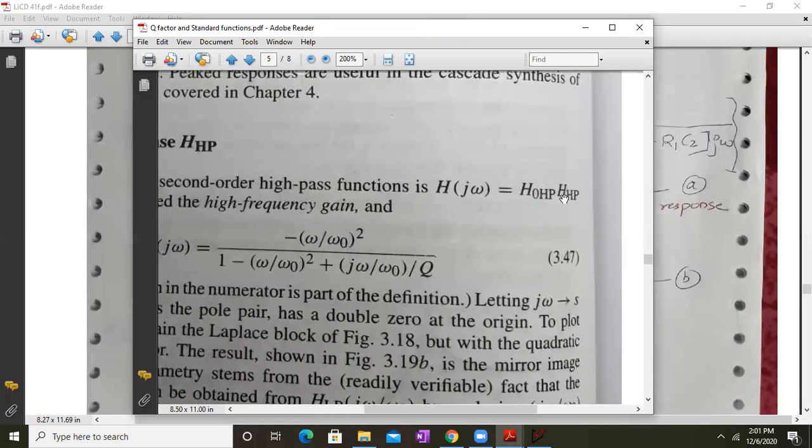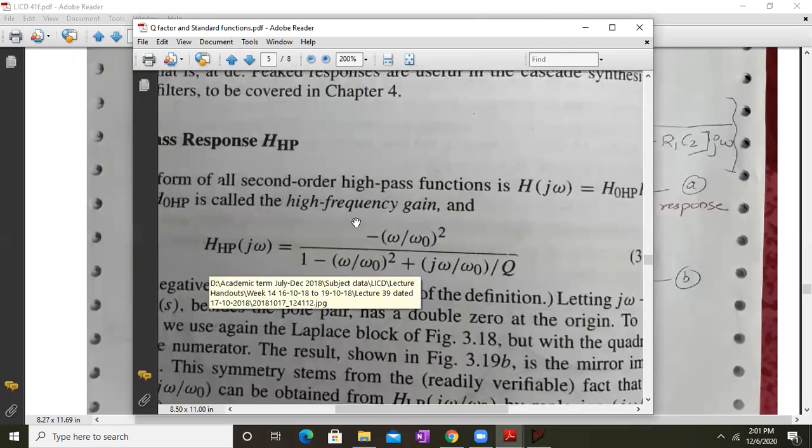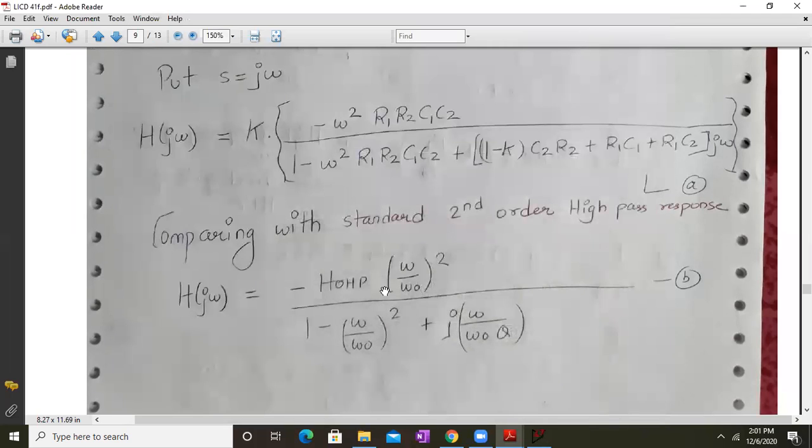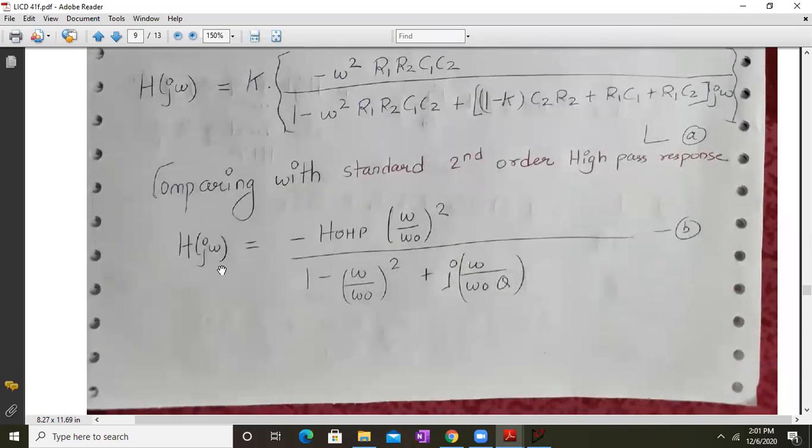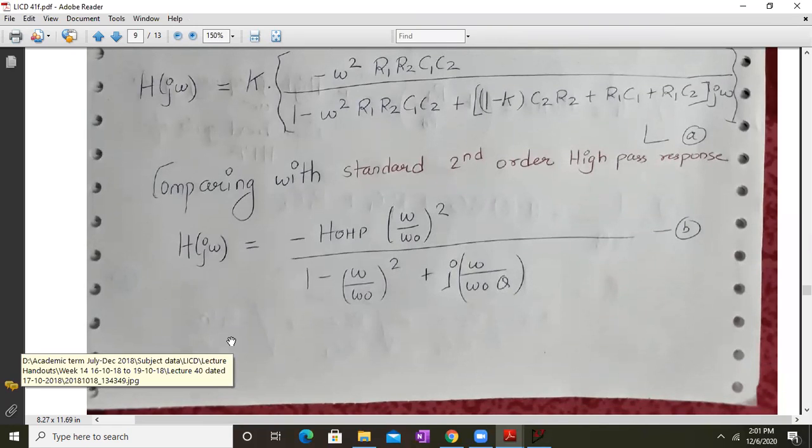H of j omega is HOHP into HHP. So HOHP will come in the numerator, in addition to this. So that's what we have written over here. Equation number B is the standard second order high pass response for a high pass filter.